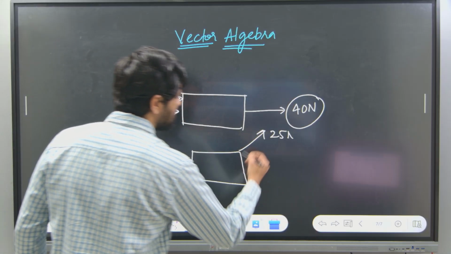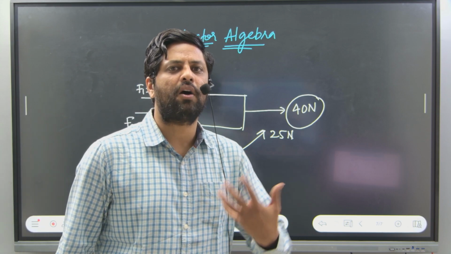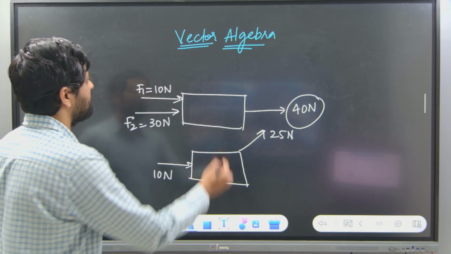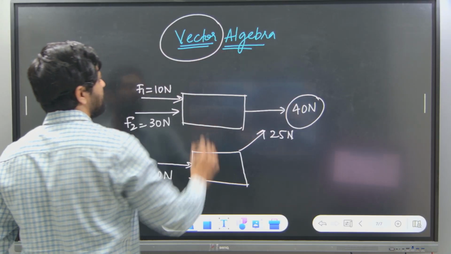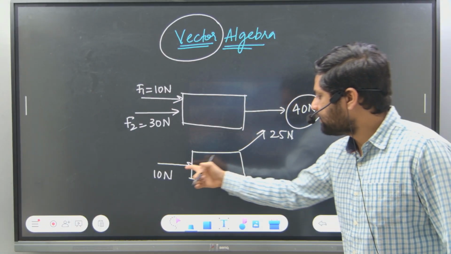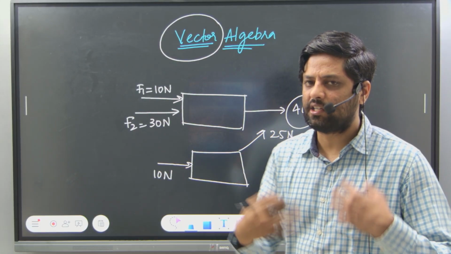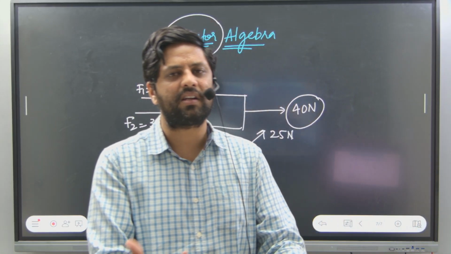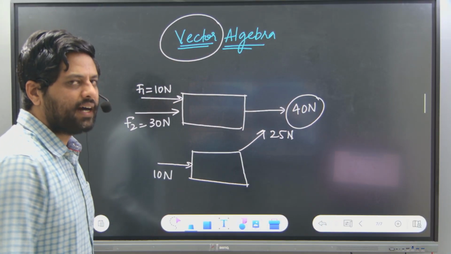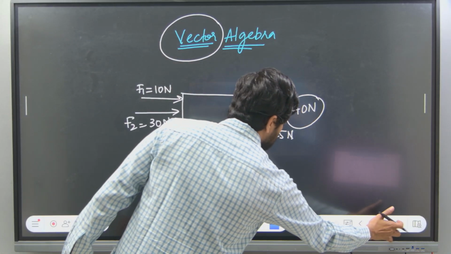Let's not go with the angle. Because the forces are acting in different directions, you can't just add the forces like how you add normal numbers. So what happens in vector algebra? Whenever there are vectors acting in different directions, you can't just add them as regular numbers, you can't just multiply them as regular numbers, and so on. The arithmetics or the algebra for vectors is going to be different.